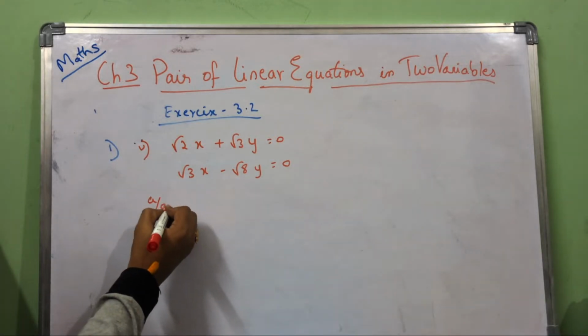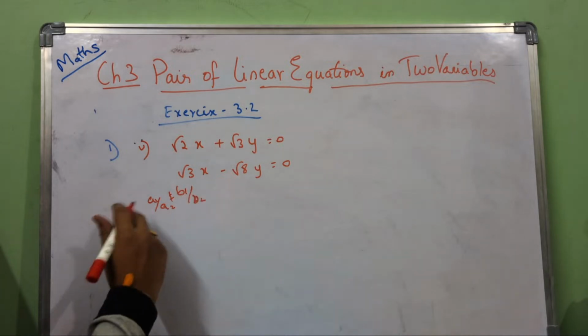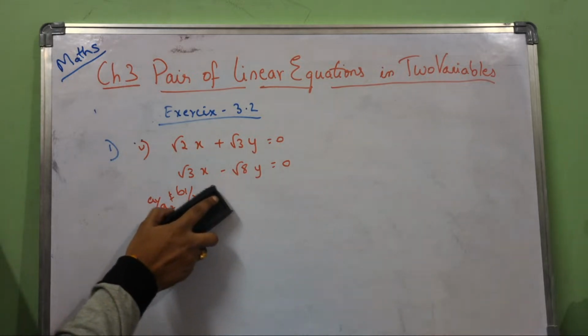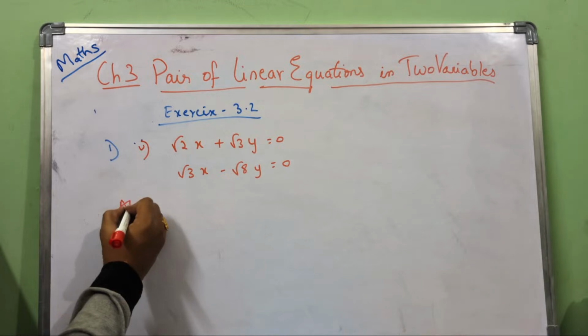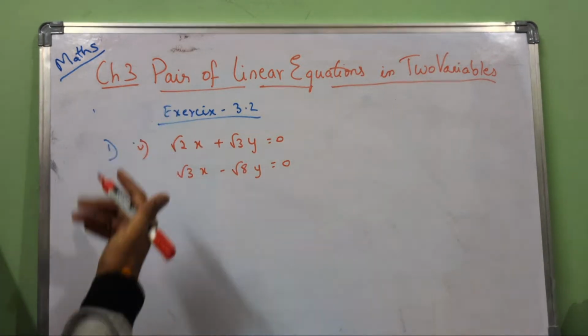a1 by a2 is not equal to b1 by b2. Simply the sign is different, so no need to check the numbers. So as a1 by a2 is not equal to b1 by b2, we can say both are intersecting lines, and we have only one solution. Let's solve for that one solution now with the substitution method, and we always go for the second. Okay, this time I'll go with the first.